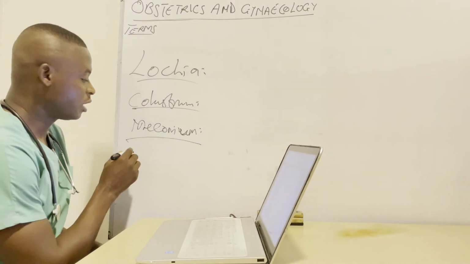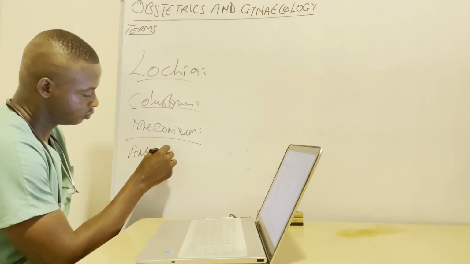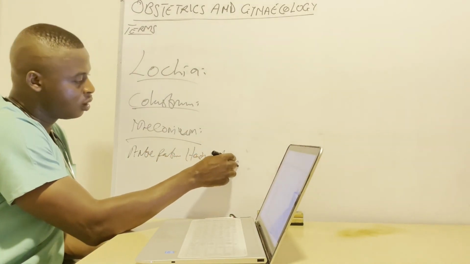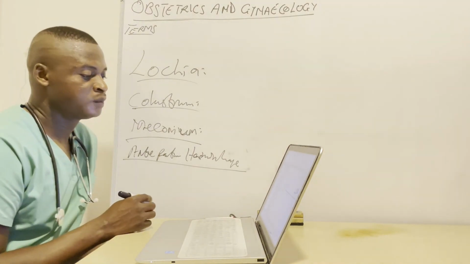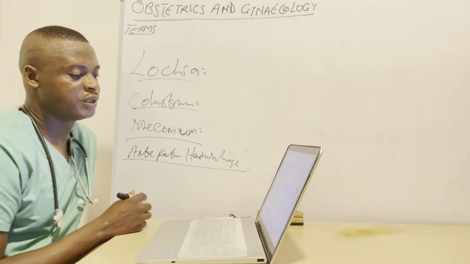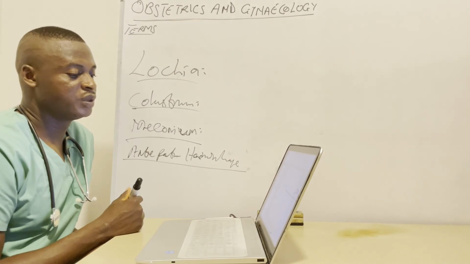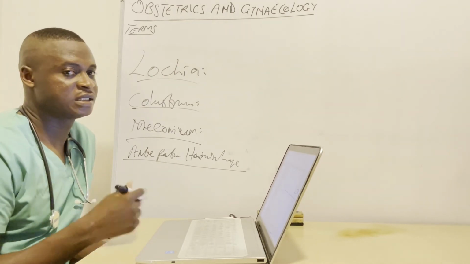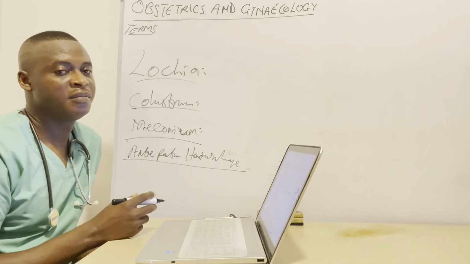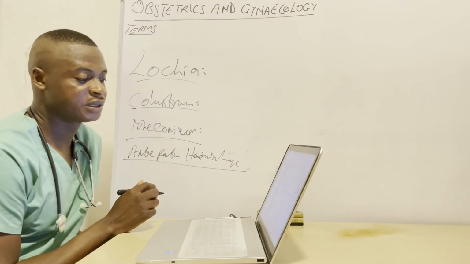Now let's look at antepartum hemorrhage. It is bleeding from the vaginal tract after 28 weeks of pregnancy, or before birth of the baby. So after 28 weeks of pregnancy, if you see any discharge or blood discharge from the vagina, it might not be coming from the uterus, but rather from the vagina. And that is what you call antepartum hemorrhage.